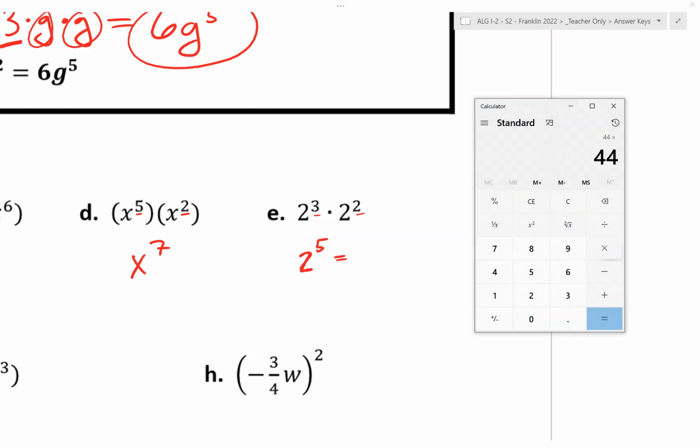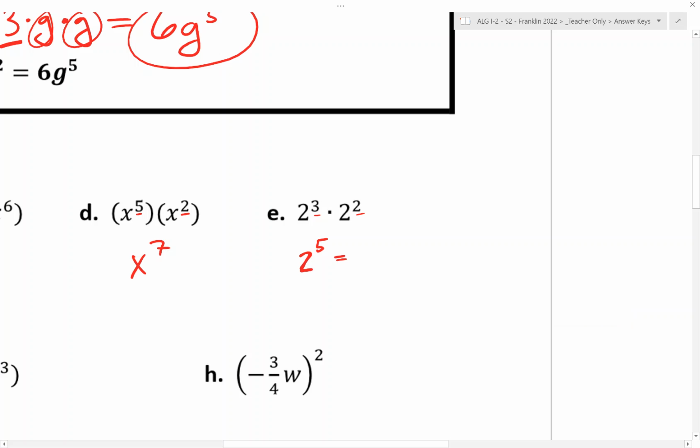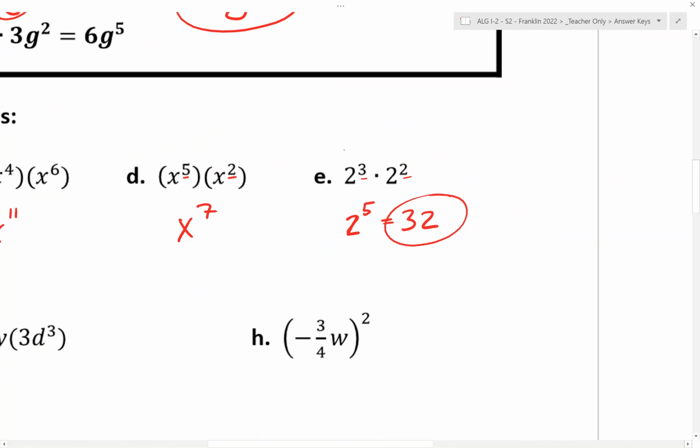2 times, okay, let's start that over. 2 times 2 times 2 times 2 times 2, that's 32. So just make sure you get the right number in there. 2 times 2 is 4, 4 times 2 is 8, 8 times 2 is 16, 16 times 2, 32. A common mistake here is to also multiply these together and get 4 to the 5th, which, as you can imagine, is a much bigger number. So be careful.